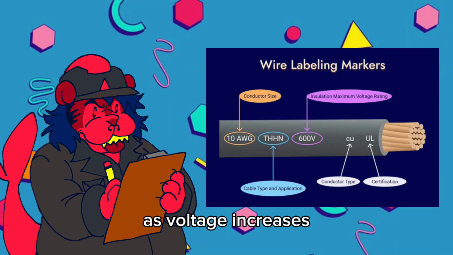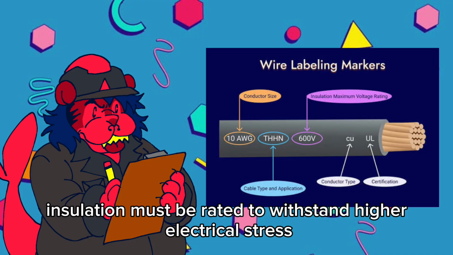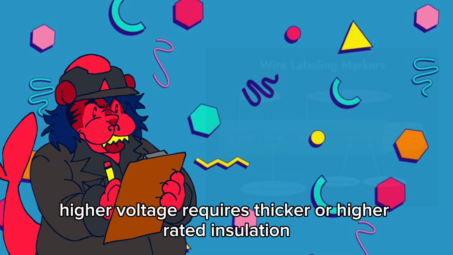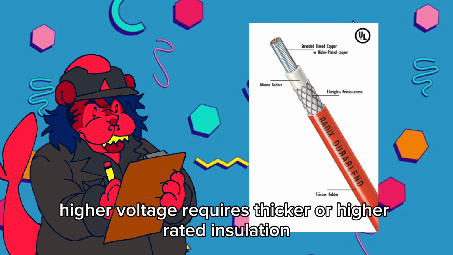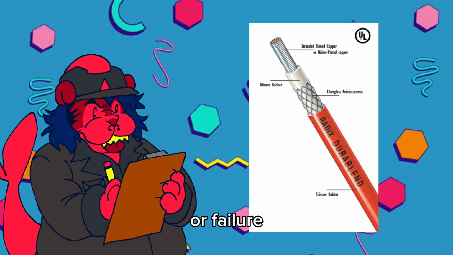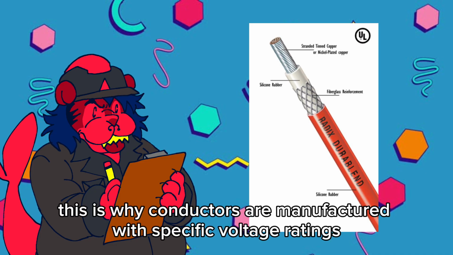As voltage increases, insulation must be rated to withstand higher electrical stress. Higher voltage requires thicker or higher rated insulation to prevent breakdown, arcing, or failure. This is why conductors are manufactured with specific voltage ratings.